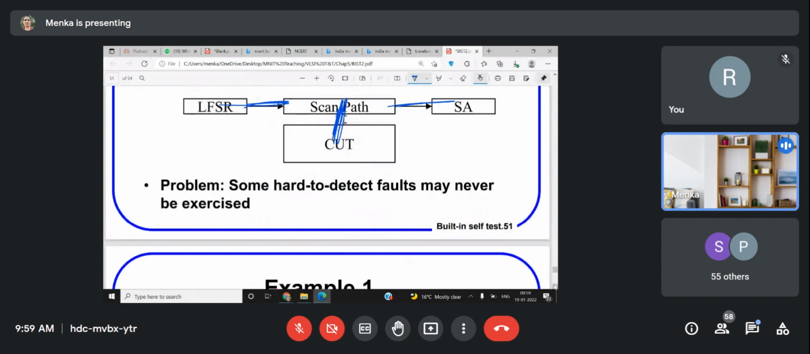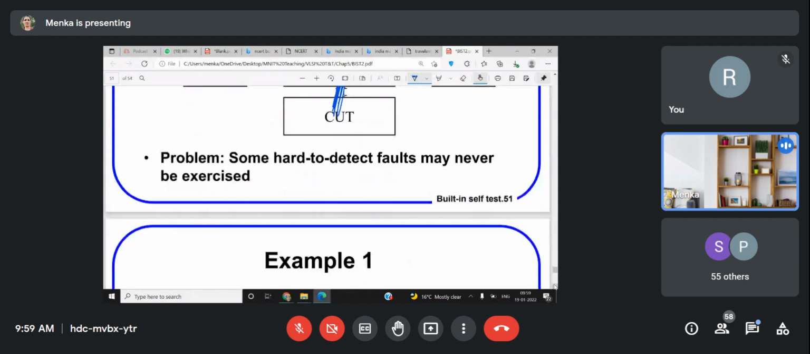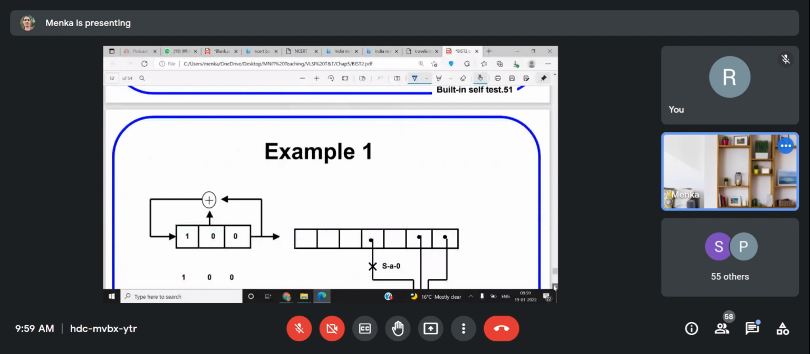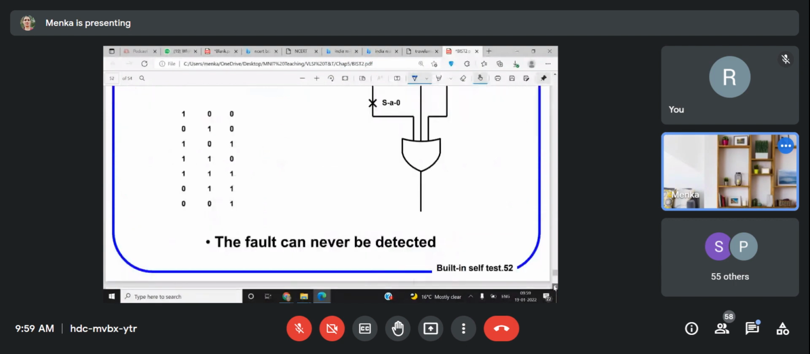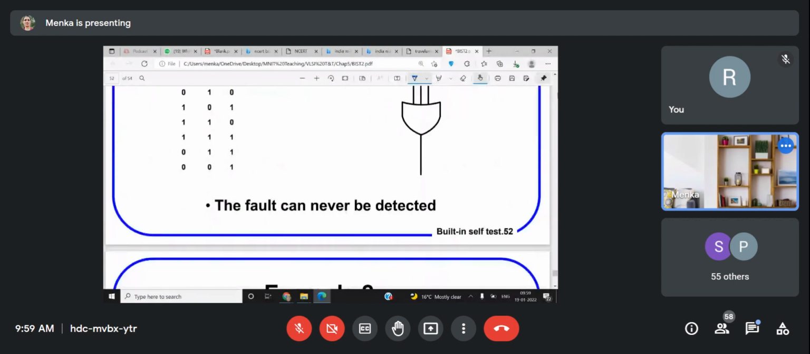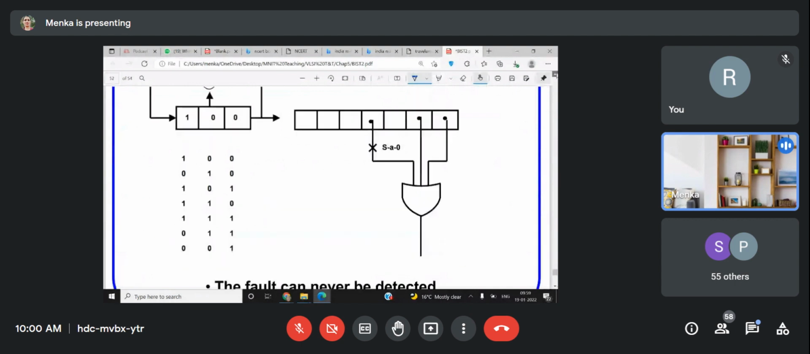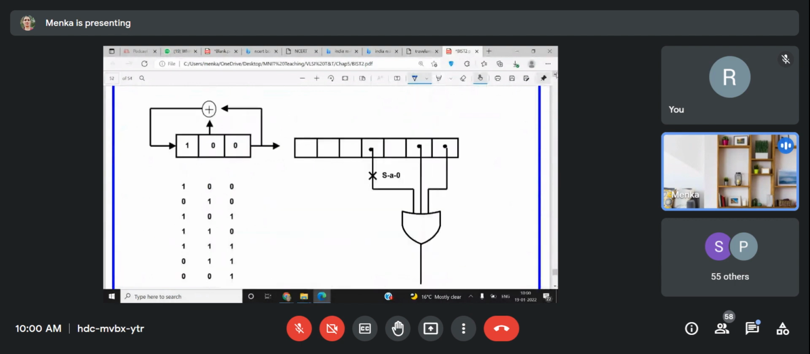So the problem is with this: hard to detect faults, meaning corner case bugs cannot be acted upon. This is the example given for this. Here it is shown that this stuck-at-zero fault can never be detected. And this is the example of LFSR. You can do the exercise on this, and then you can figure out why this fault is not detectable.